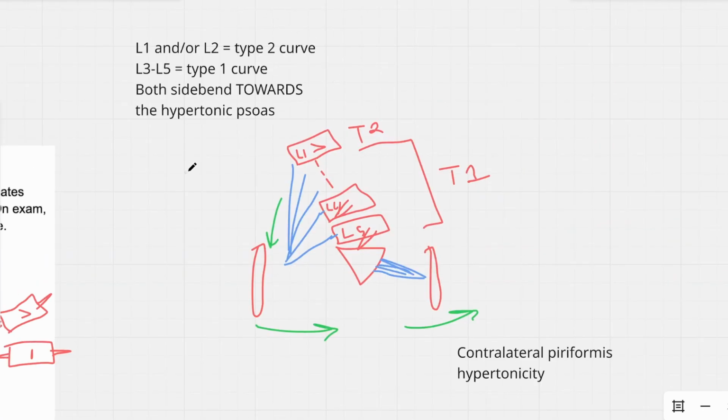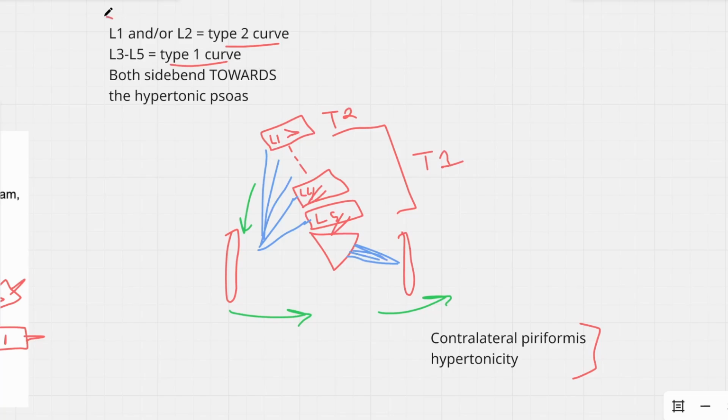And so here's just a zoomed out view so you can see all our notes. Again, L1 and or L2, type 2 curve. L3 to 5 is a type 1 curve, both side bend towards the hypertonic psoas. And then again, your contralateral piriformis hypertonicity. This is what I tend to see tested the most in this concept. But I've also seen questions asking about your L1 or L2.